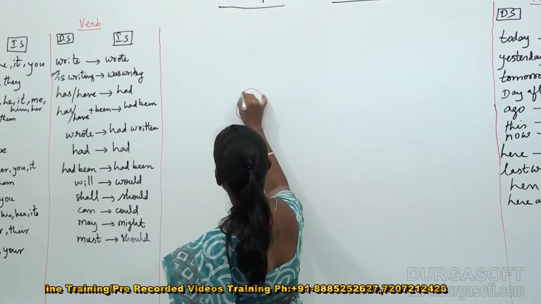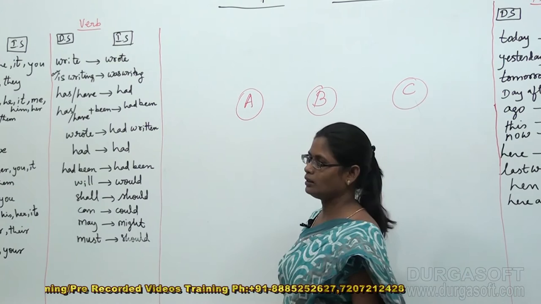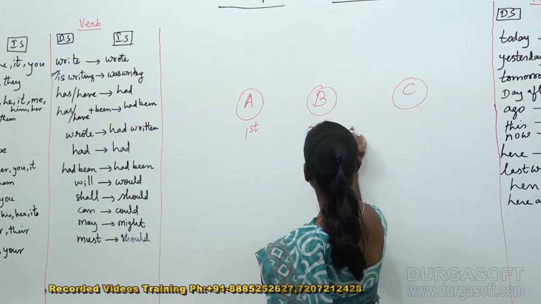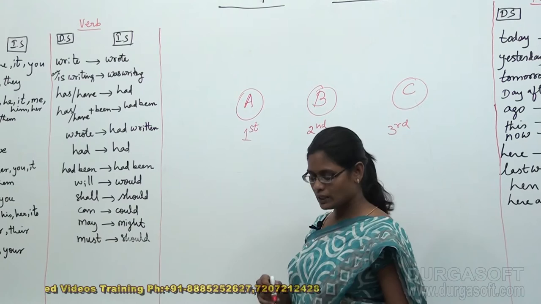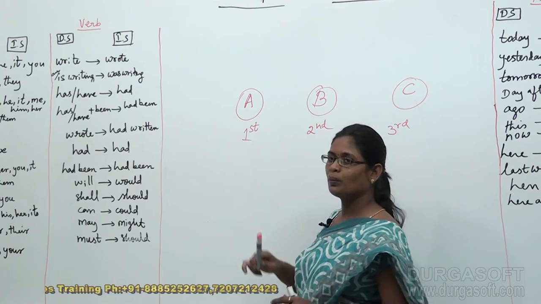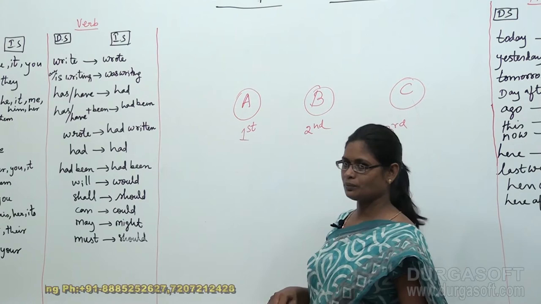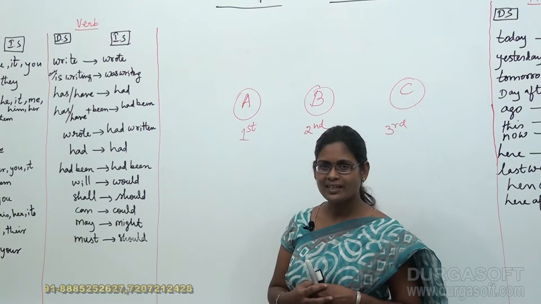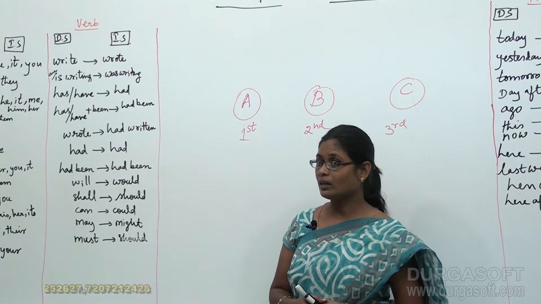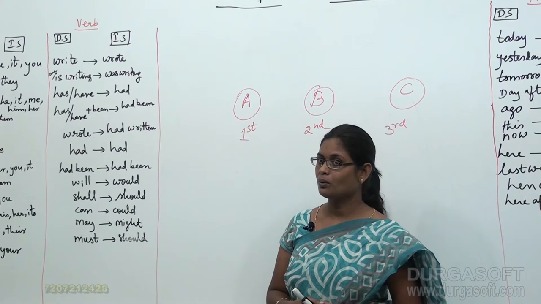I am taking person A, person B, and person C. This is the first person, second person, third person. For easy understanding of direct and indirect speeches, I took the help of three people here. We usually tend to speak with others with anxiety. When we speak something, what happens? If our friend reveals a secret to us, do we keep it as a secret? No, we try to pass it on to our friend.